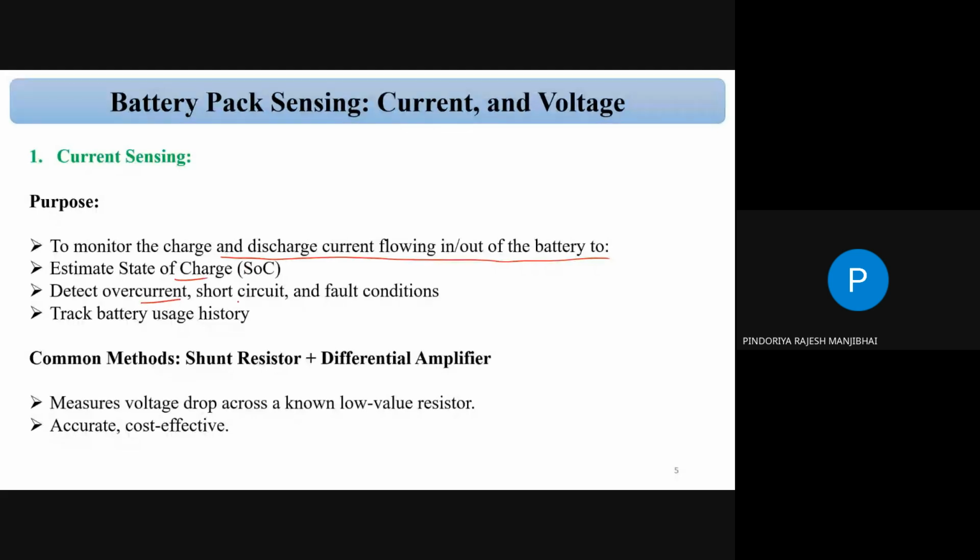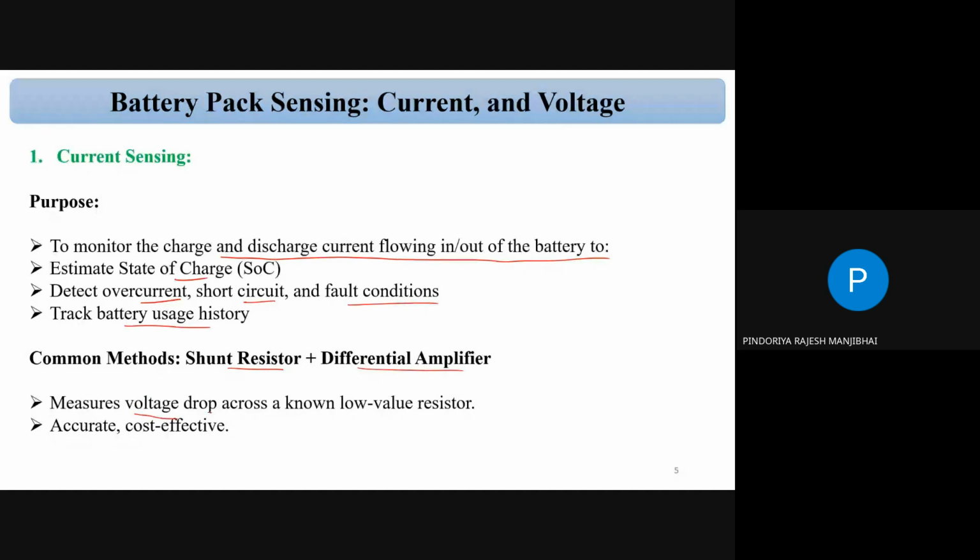Detect overcurrent, short circuit, and fault conditions. We will discuss this in the last unit, as it is condition monitoring. So we have to detect overcurrent, short circuit current, and fault conditions, and track the battery use history. That is why we have to sense the current. A common method is a shunt resistor plus differential amplifier. Normally we use the shunt resistor as well as the differential amplifier to measure the current.